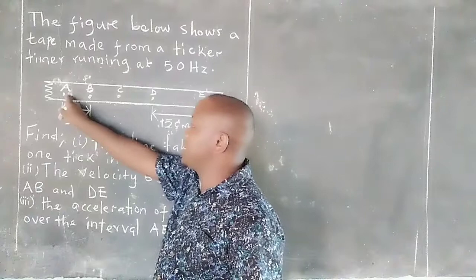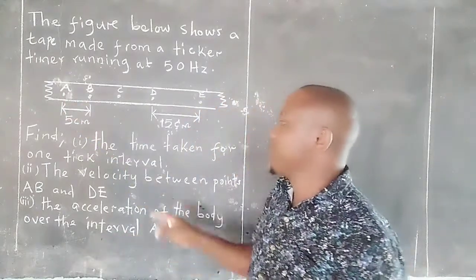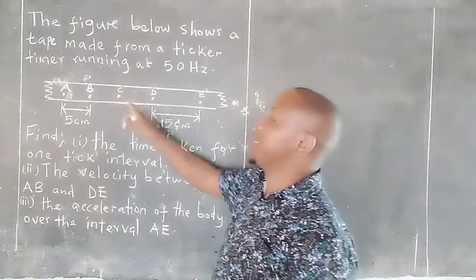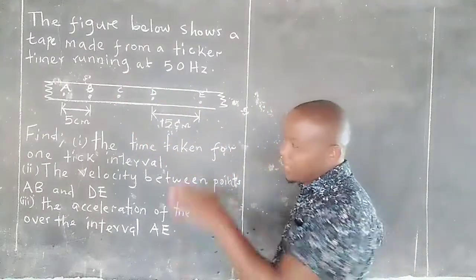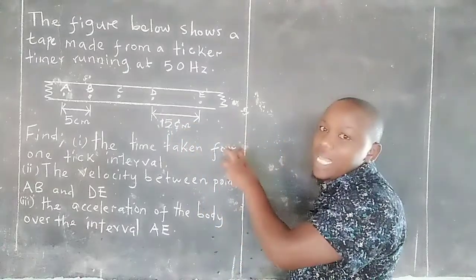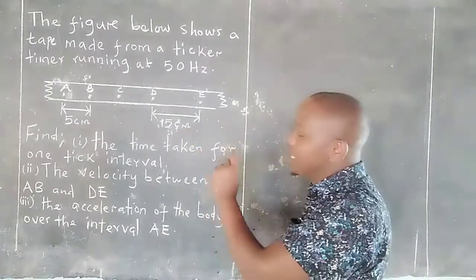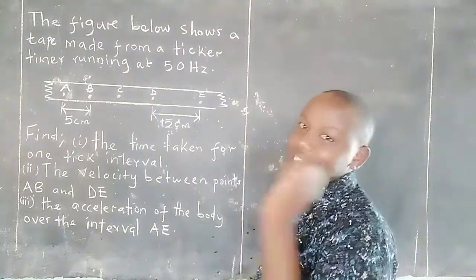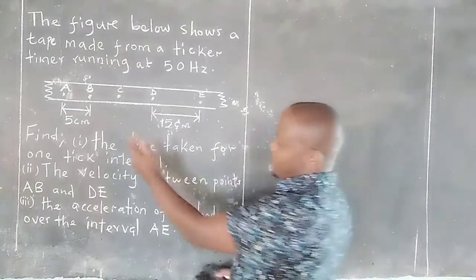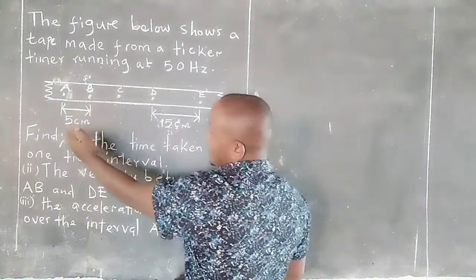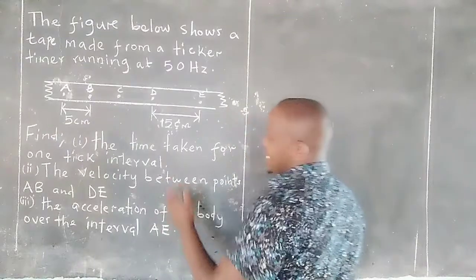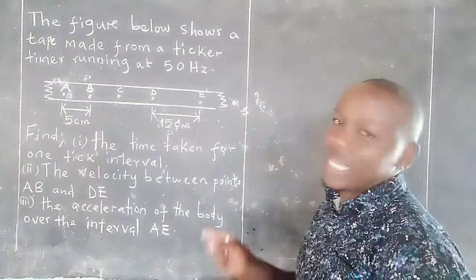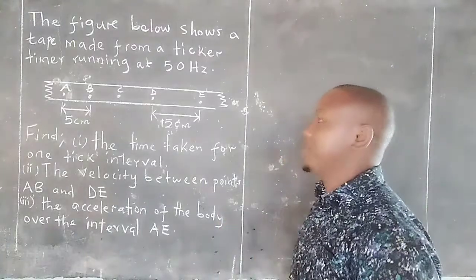For example, in this case, we have a ticker timer which made dots on a given tape such that we have the dots with an interval of 5, then the interval between a dot and another increases from A to E. Considering the behavior of the dots, we can say this is an increasing velocity, or rather, the body is accelerating, because if in one interval it is making 5 centimeters, then as we continue, it starts making 15 centimeters. Then we can say there is some acceleration.